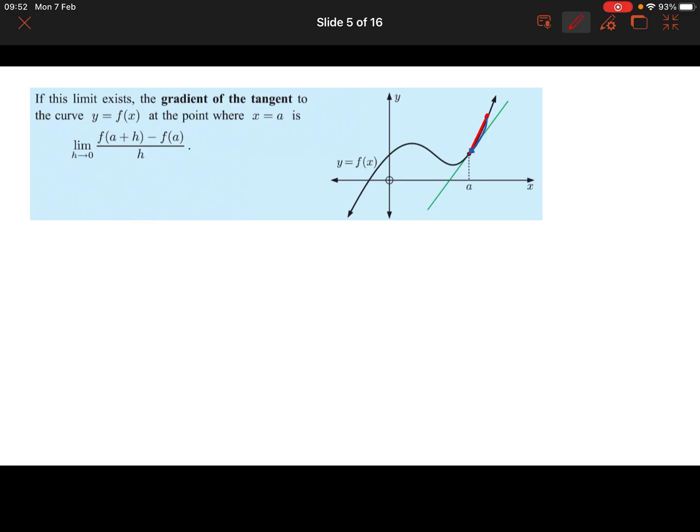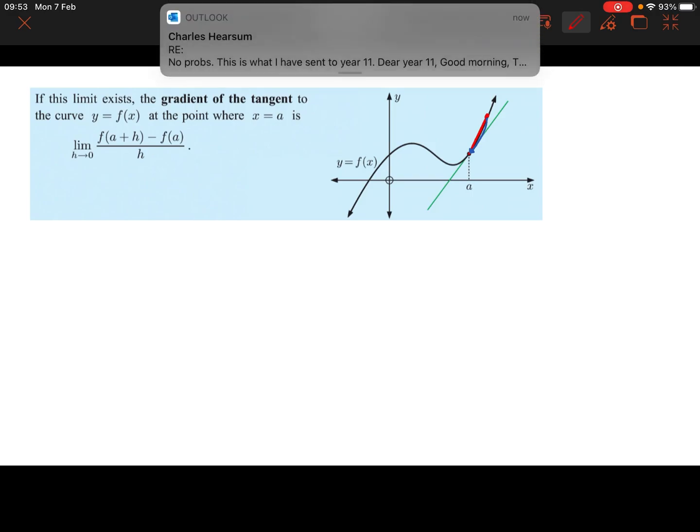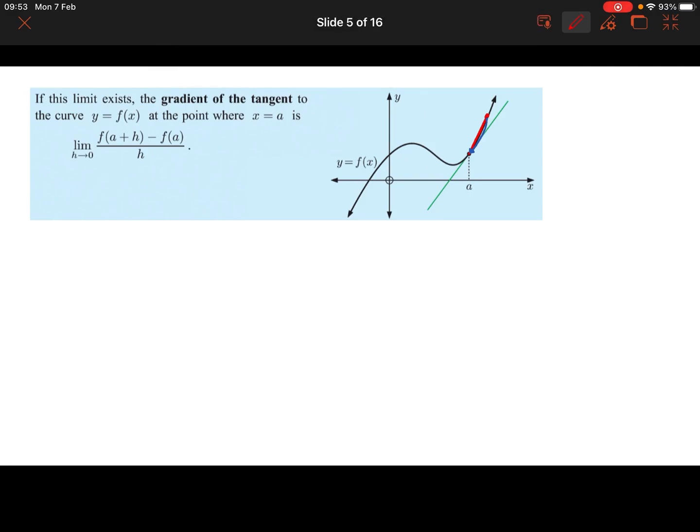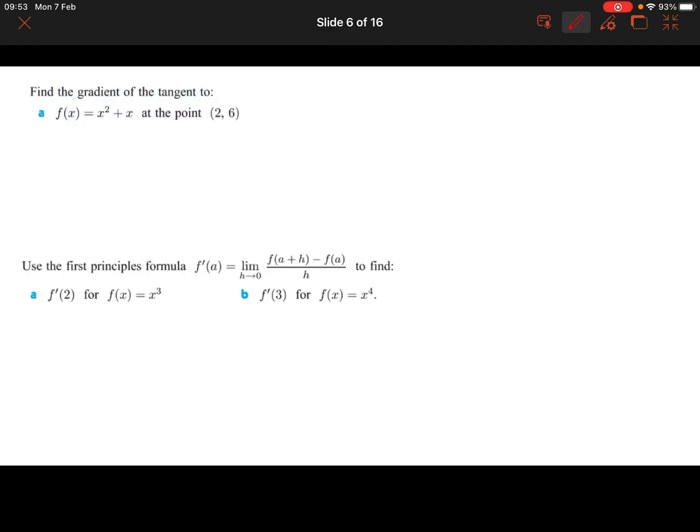Okay, so you will be expected to be able to do it from first principles. So let's just have a look at a few questions here. What I want to do is find the gradient of the tangent to the curve x squared plus x at the point 2, 6. So I want to find f prime x, the gradient function.